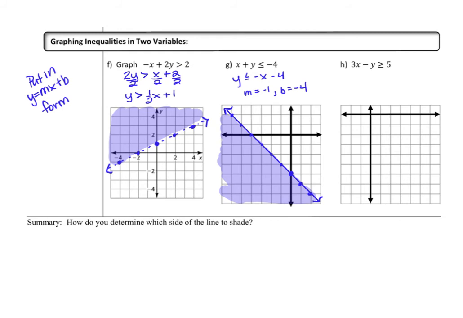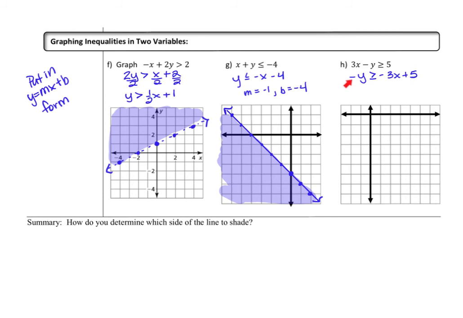Now let's take a look at letter H. This one's not in slope-intercept form, so we have to make sure we do that correctly. We have 3x minus y is greater than or equal to 5. So you want to watch this negative right here. That's going to be a little bit tricky. So you're going to subtract the 3x from each side. That'll leave you with negative y is greater than or equal to negative 3x plus 5.